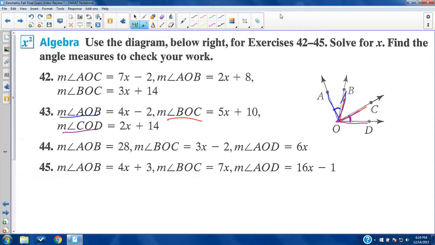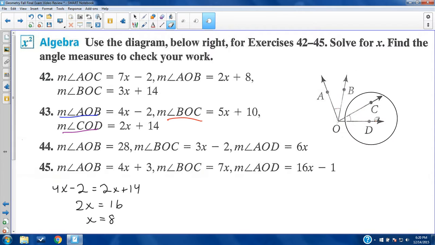So what I'm going to do is say, measure of angle AOB, 4x minus 2, is equal to the measure of angle COD, 2x plus 14. Subtract 2x, add 2, divide by 2, you'll get x equals 8. So again, this angle measure is equal to this one right here. The tick marks say so. That's kind of the help we get from that. So once you substitute 8 into either equation, you can get measure of angle AOB and BOC.